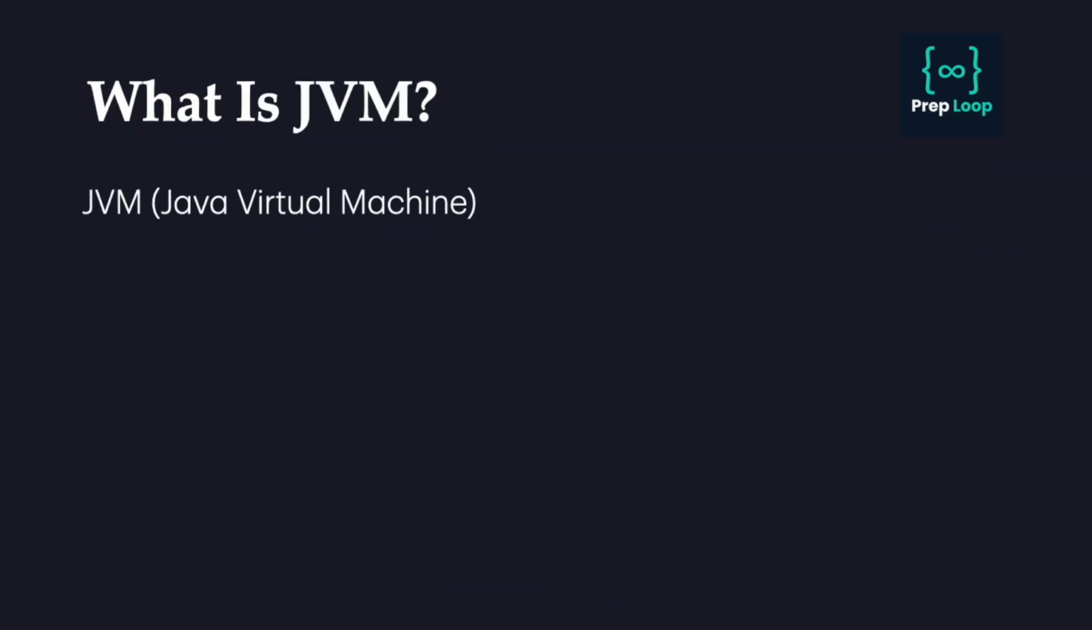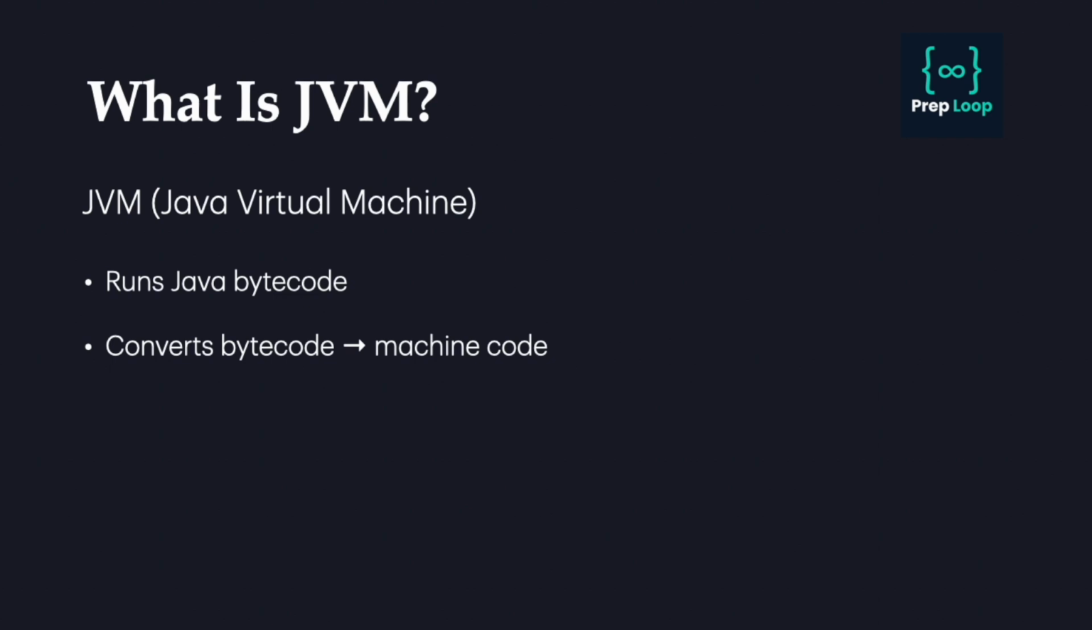Let's start with JVM because this is the core part. JVM stands for Java Virtual Machine, and this is the component that actually runs your Java program. When you write Java code, it is not directly understood by your operating system. Java code is first converted into something called bytecode, and JVM takes that bytecode and converts it into machine code that your system understands.